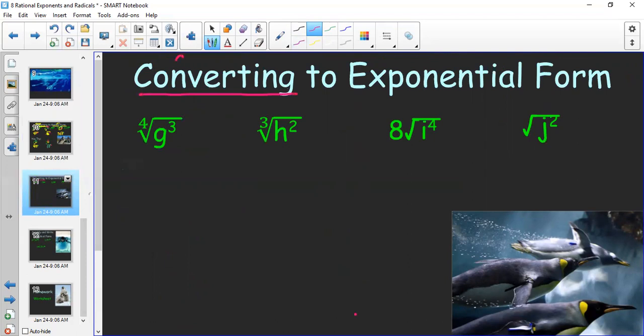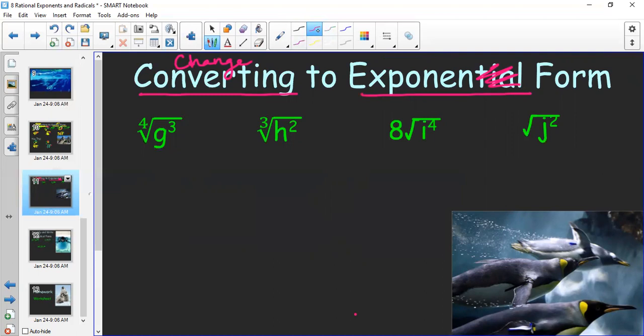So converting, remember, means to change. Doesn't mean to make it easier. We're just going to change the form that it's written. This time we want exponential form. We want it to have an exponent. Okay, so we're going the opposite direction of what we just did.